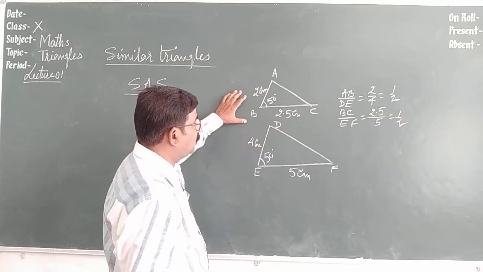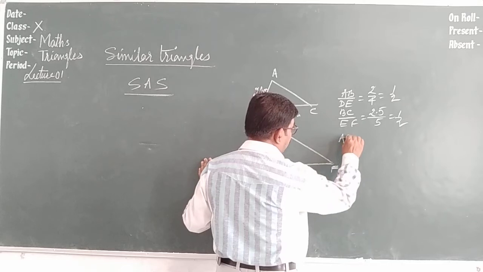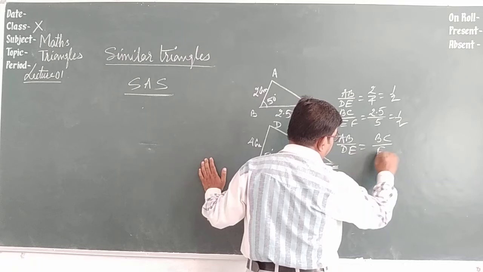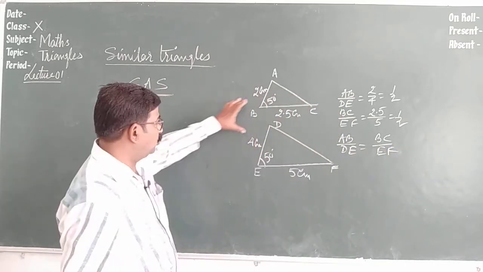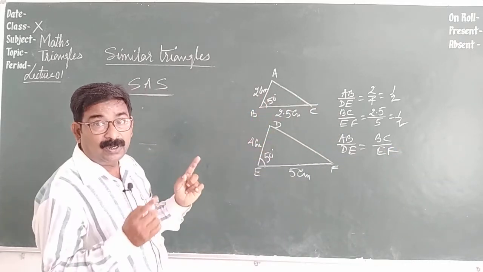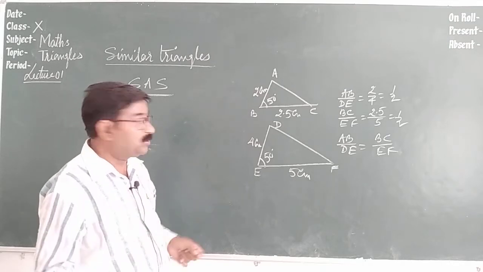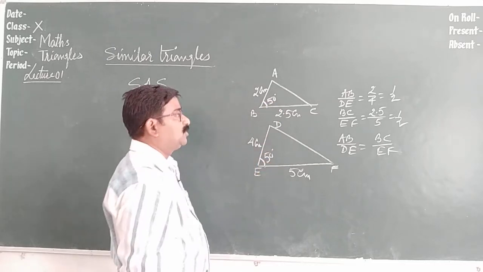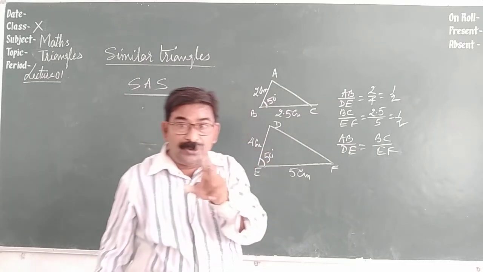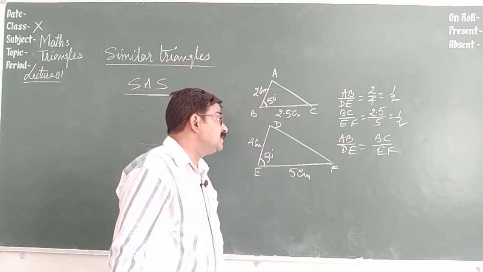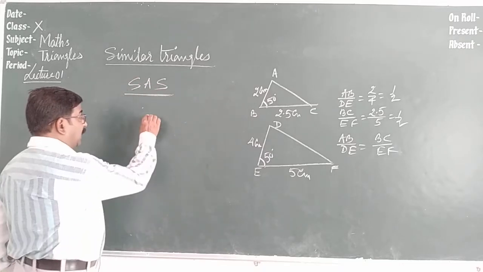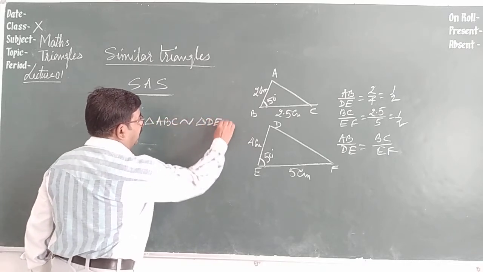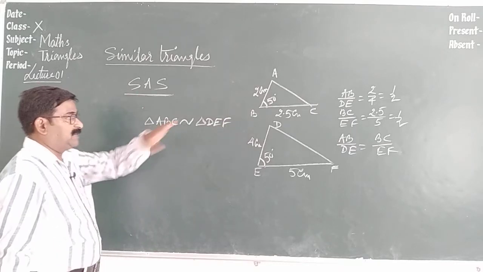Meaning we have got AB upon DE equal to BC upon EF. The ratio of two corresponding sides is equal. The ratios are equal, the sides are not equal, and the angle between them must be equal. Meaning the angle included between those sides must be equal. In that case the triangles are similar, like triangle ABC is similar to triangle DEF by SAS criteria.